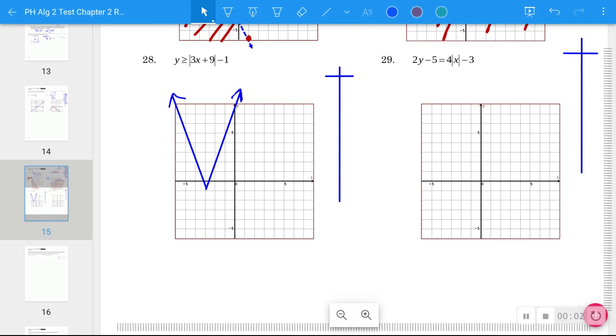Okay, we're back on the review for Chapter 2, and this time we're going to look at problems 28 and 29. On problem 28, we'll first of all find the value of h if you set the 3x plus 9 equal to 0 and solve here. You get 3x equals negative 9, and x will be equal to negative 3. So your center number here is negative 3 on your h value.